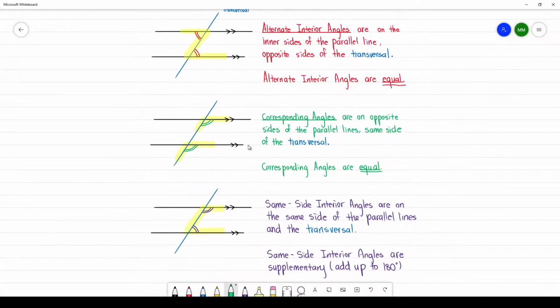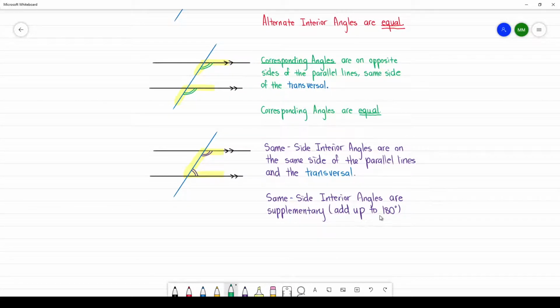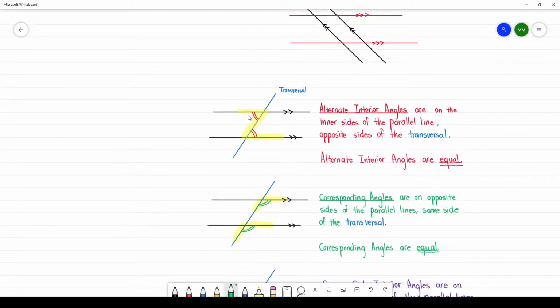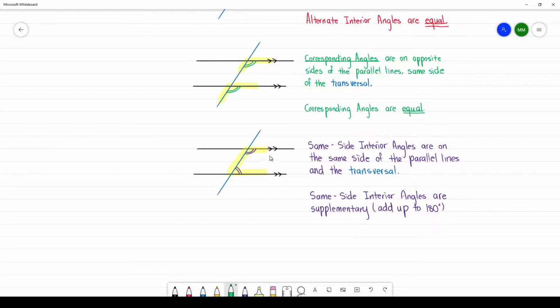And then corresponding angles, they are equal like this. So it's kind of like an F, I guess. You can treat it kind of like an F, and then it's like the corner beneath the lines. And then same side interior angles, they add up to 180 degrees. So these two angles. So this is a Z, alternate interior angles is a Z. Corresponding is like an F. And then same side interior is like a C, I guess.